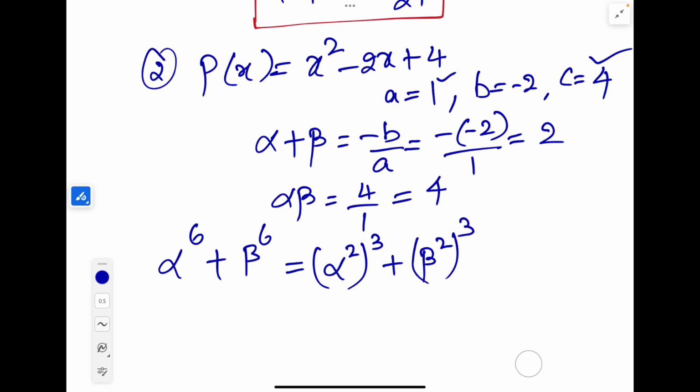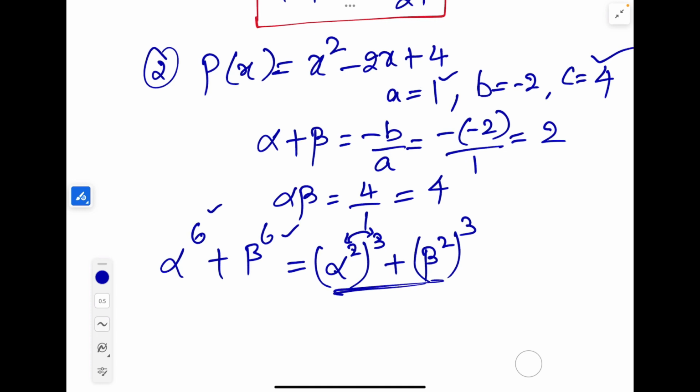Just observe, when you have a power m whole power n, according to the law of exponents, it will become a power m into n. So 2 times 3 is 6. We will get back this, right?